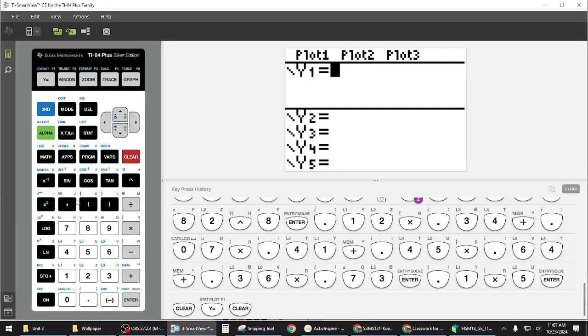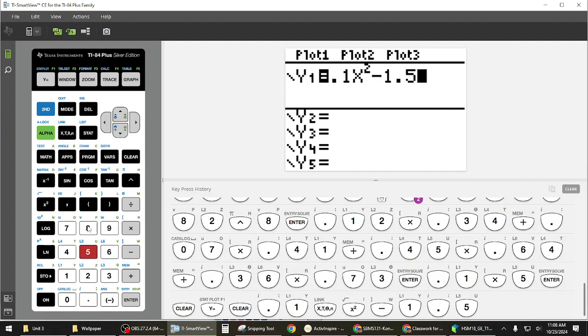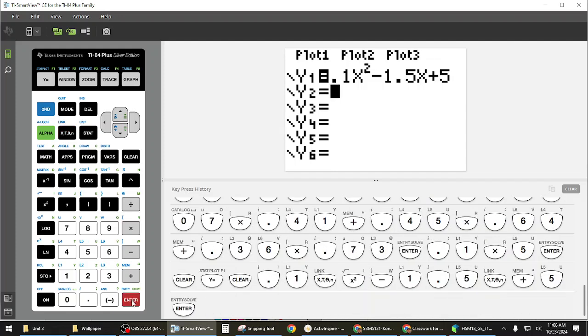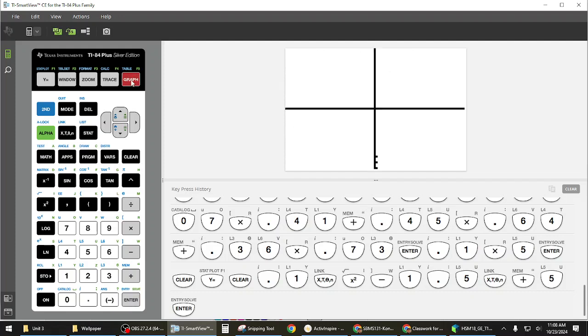It's the top left button, y equals. Okay, 0.1, and you have to do x's even though we wrote t's. 0.1 x squared minus 1.5 x plus 5. So there's our parabola. Everybody good there? Hit graph.